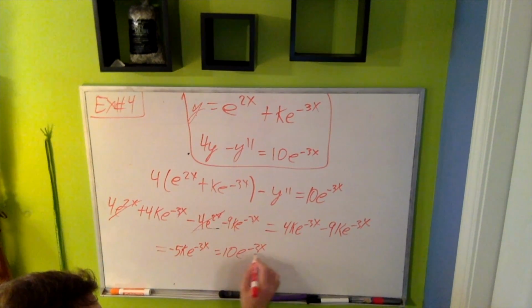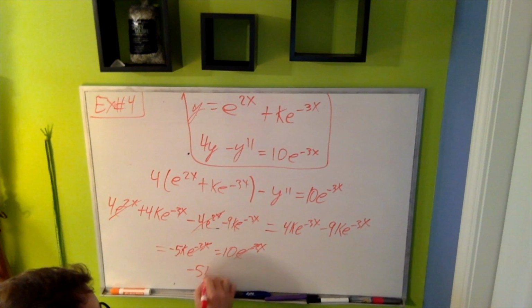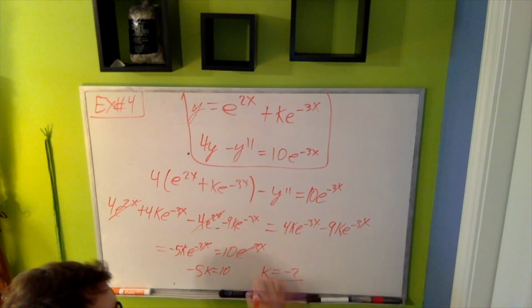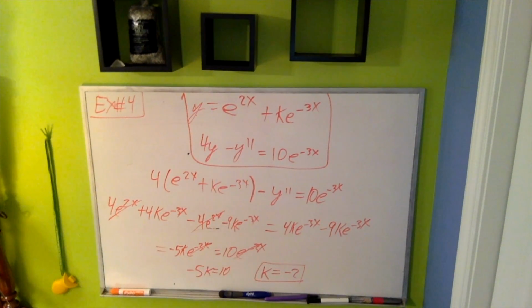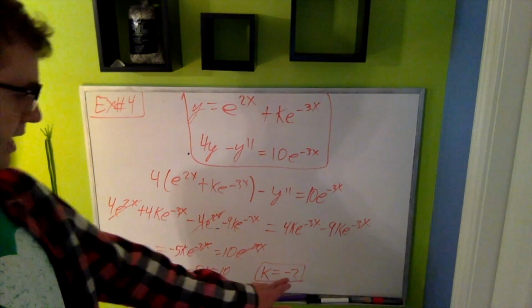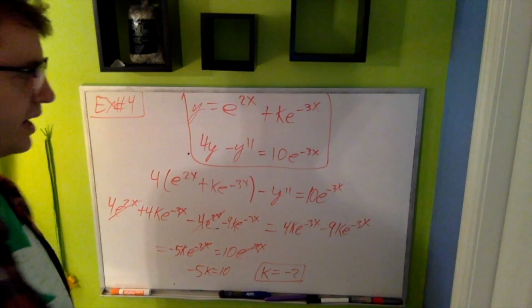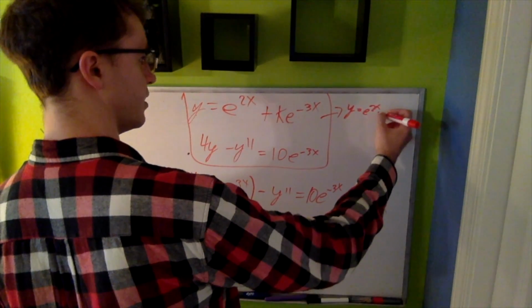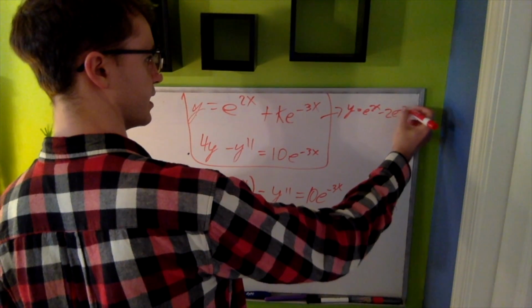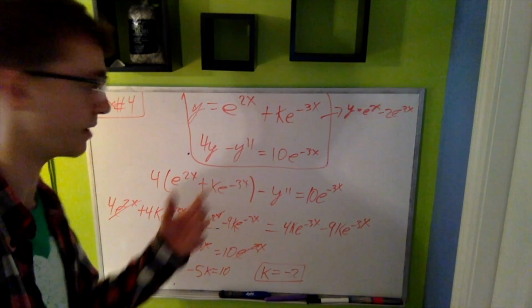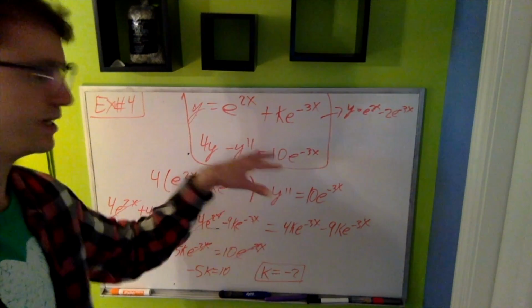Dividing both sides by e to the negative 3x, they'll cancel. I have negative 5k equals 10. Dividing both sides by negative 5 leaves me with k equals negative 2. So now we're good. If I plug in negative 2 for k in y, I would have y equals e to the 2x minus 2e to the negative 3x. And that is a solution for this differential equation, meaning that if I plug this in for y, it's true.